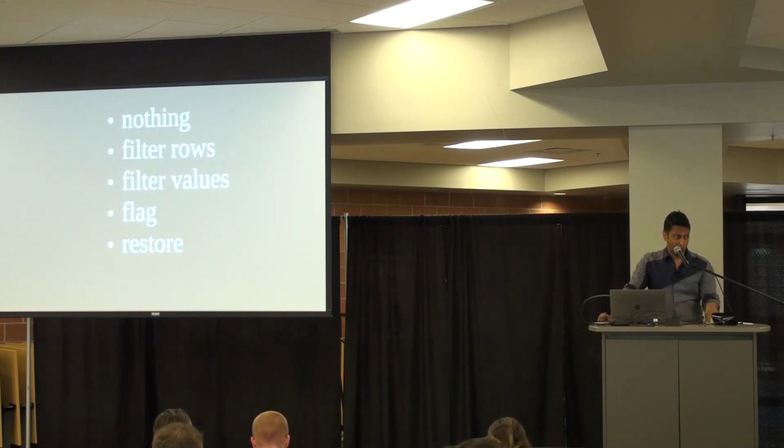We can filter out rows that we think are faulty. We can filter out values within those rows. The approach that I really like is called flagging. And the idea here is that if we find data that we suspect in terms of quality, we can just flag that data.